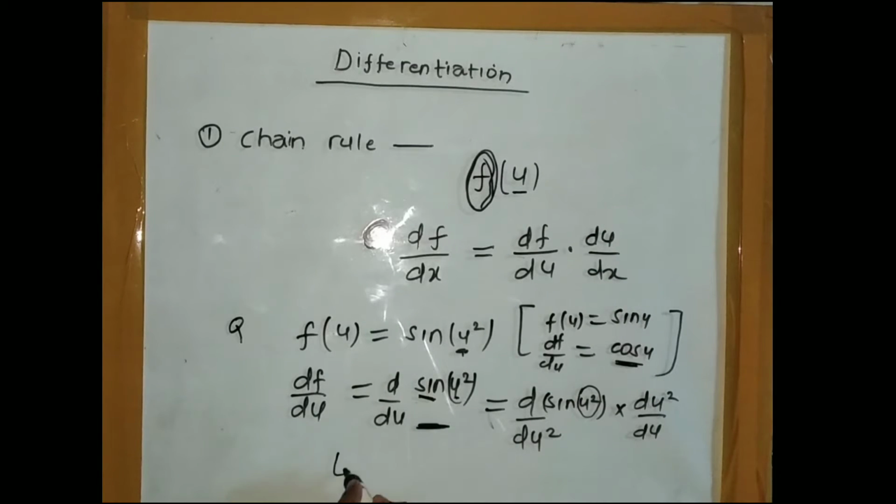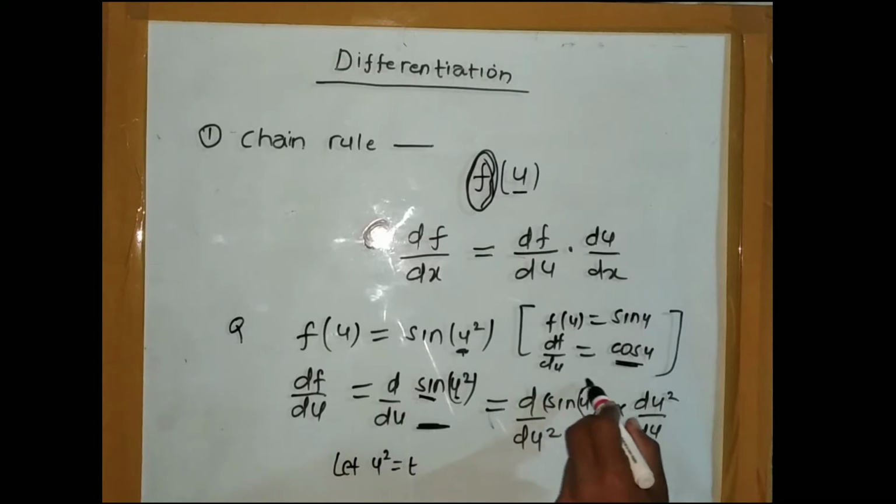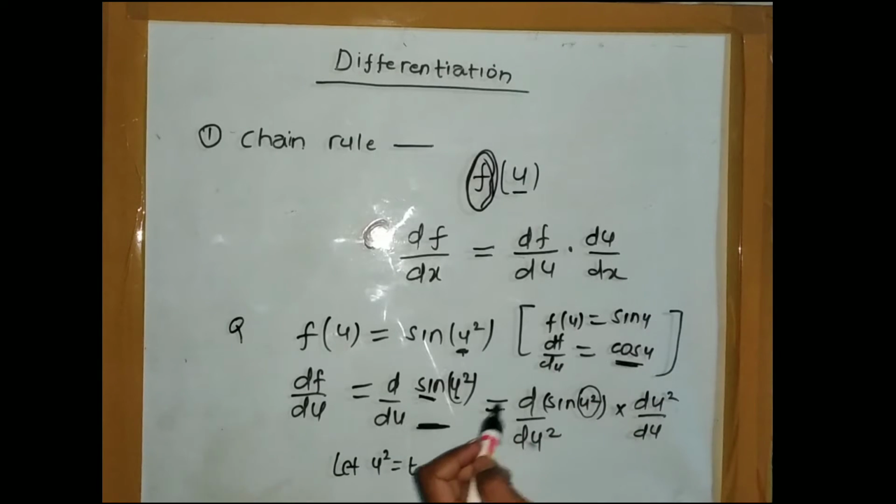Let u square equal t, then this expression becomes del sine t by del t, and we know that del sine t by del t is cos t. Means cos t, where t is u square, into del u square by del u.